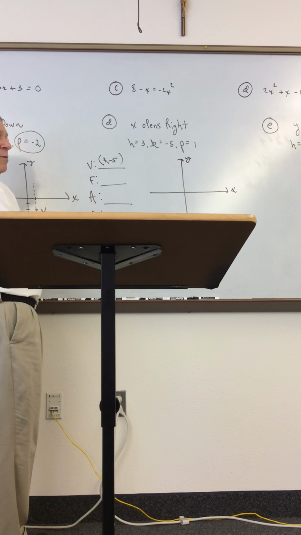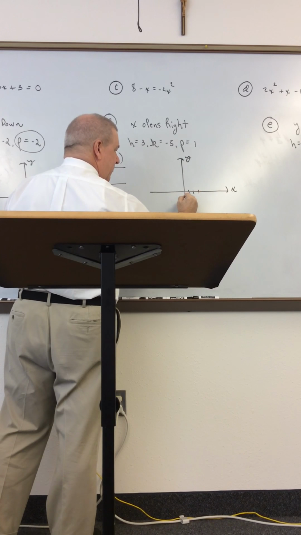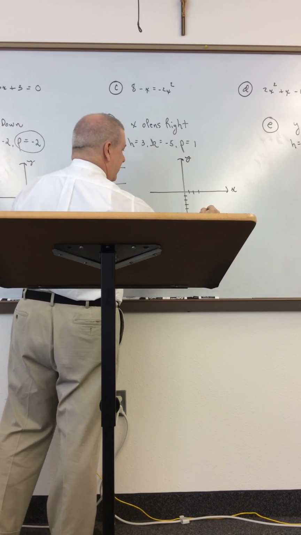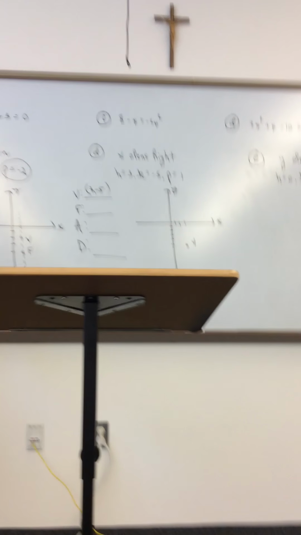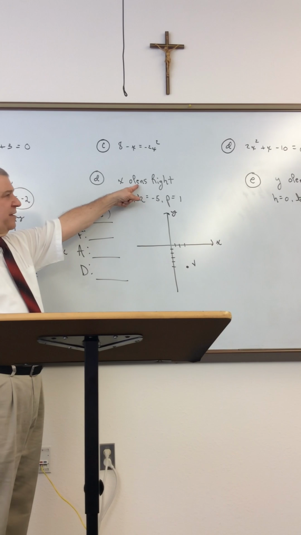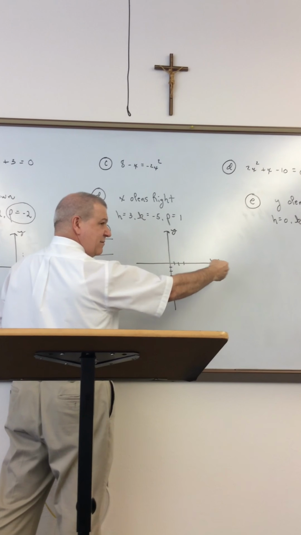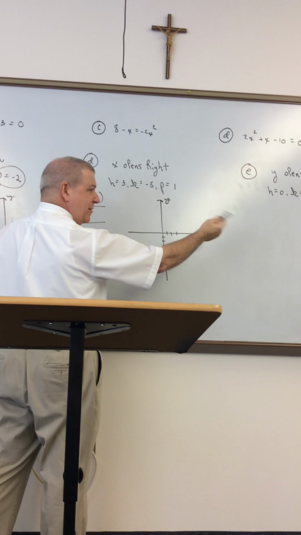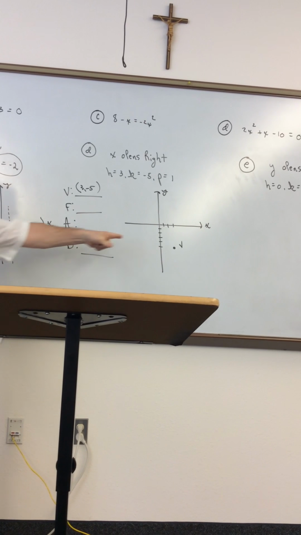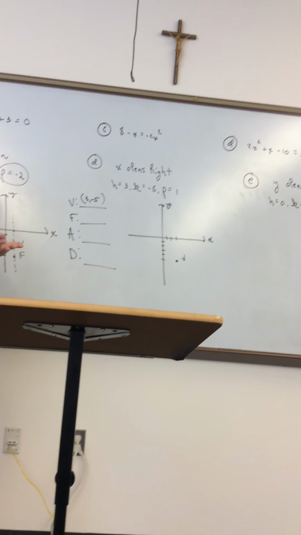And then you plot it. Come over here. 1, 2, 3, 1, 2, 3, 4, 5. There's the vertex. Now, look, pay attention here. It says opens right. So look up here. You all know it's doing this, right? You don't have to draw it, but you all know it's doing this. So where's the focus gonna be? How you gonna move to get the focus? Tells you right there.